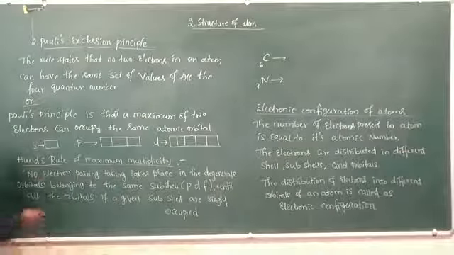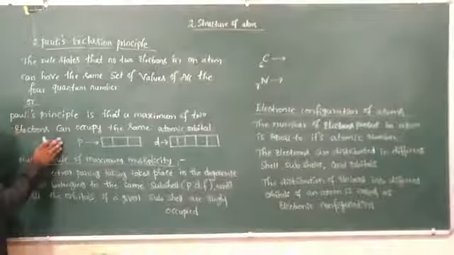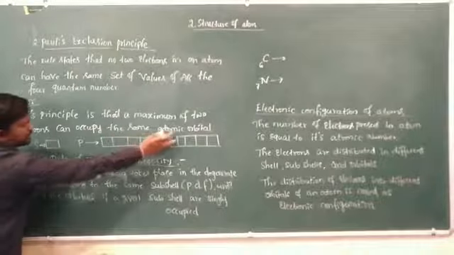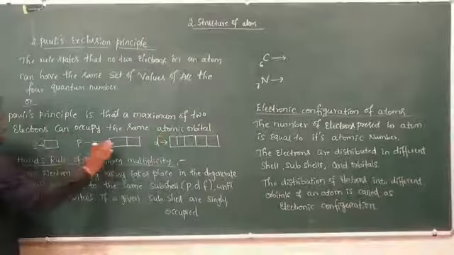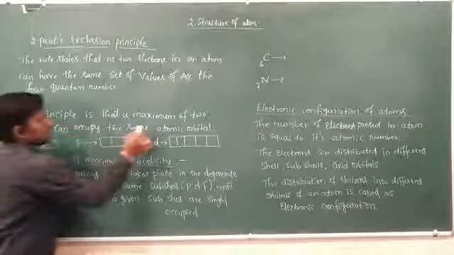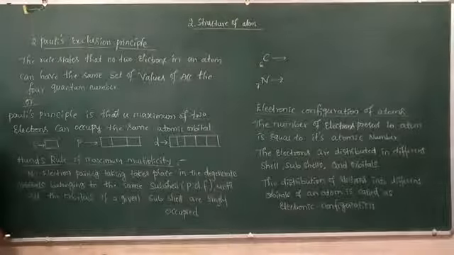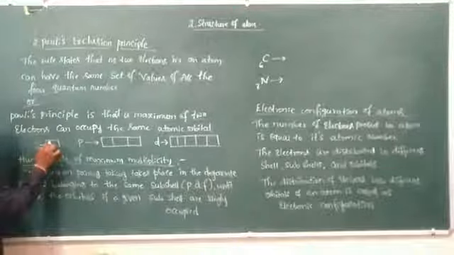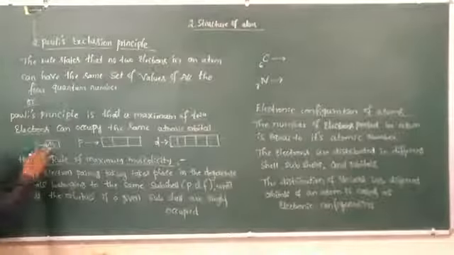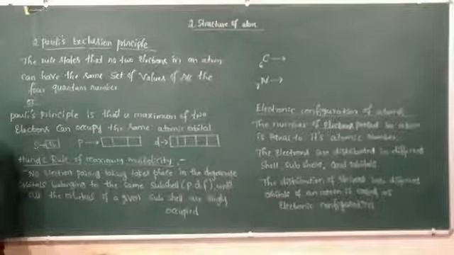For example, this is a one-orbital diagram. These are atomic orbitals. One atomic orbital can occupy a maximum of two electrons only, for example, one with up spin and one with down spin, or clockwise and anti-clockwise direction.